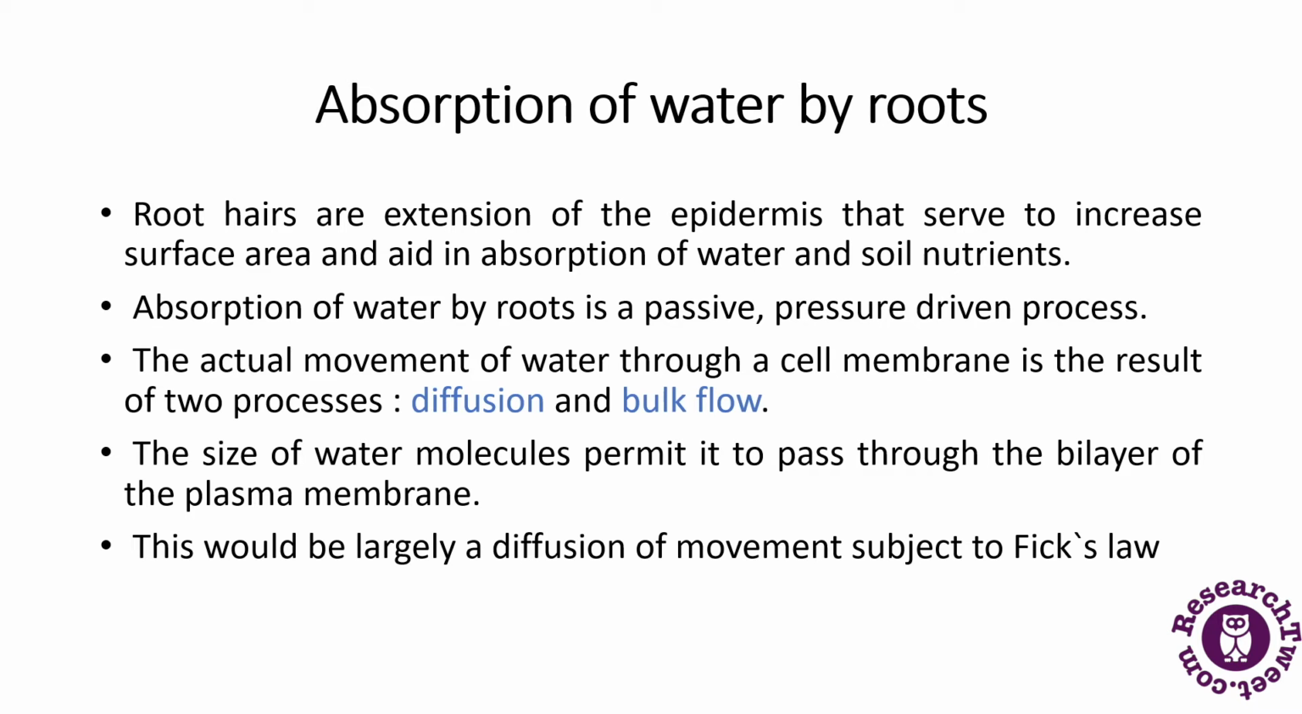How does the process of absorption of water by the roots take place? Roots have root hairs, which are extensions of the epidermis that serve to increase the surface area, and they aid in the absorption of water and soil nutrients. Absorption of water by roots is a passive, pressure driven process. The actual movement of water through a cell membrane is the result of two processes, diffusion and bulk flow. These are the two movements of water which take place.